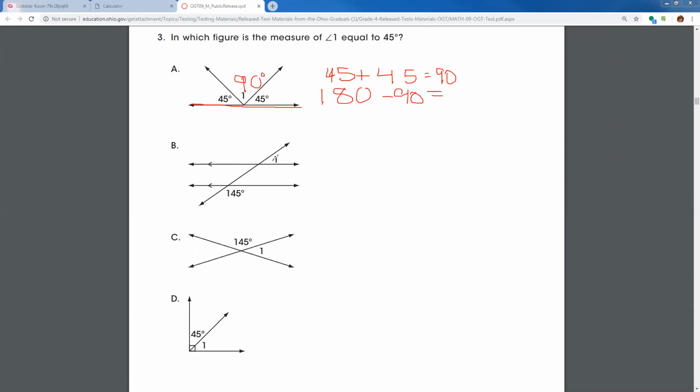For B, then you'll see these marks here. This means the lines are parallel. And when the lines are parallel, you basically have 2 options. Either the angles are going to be the same, either angle 1 is 145, or it also adds to 180.